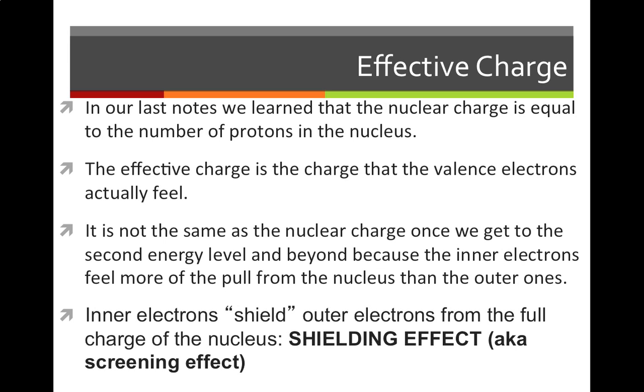So the inner electrons are said to shield the outer electrons from the full charge of the nucleus. And we give this a term. We call it the shielding effect. Some textbooks will call it the screening effect. So the electrons on the inside shield the outer electrons from the full charge, or the inner electrons screen the electrons on the outside from the full effect. That's going to be a good definition to know, good words to know, good flashcards to make.